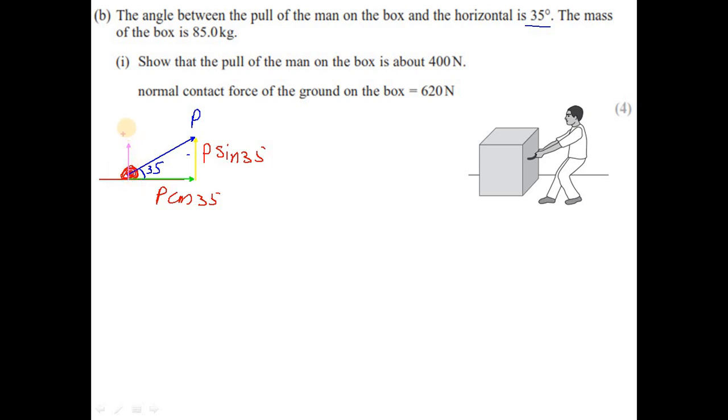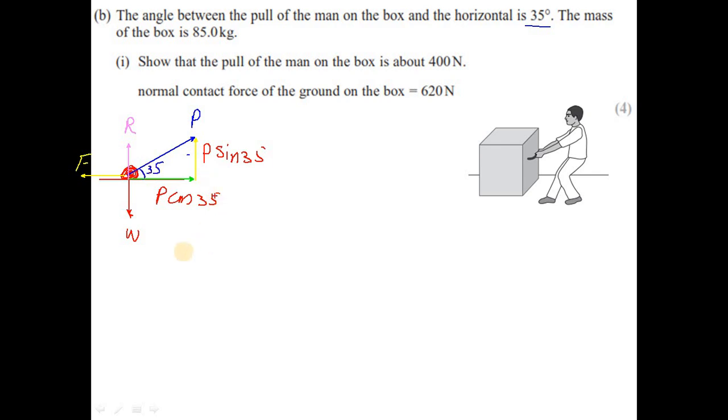So you can draw the contact force. Okay, so you can mention this is R, and then you have the other force, make it red. This is weight, and then you can see you have a friction force. So friction force is always in the opposite direction. So this is F, friction force.